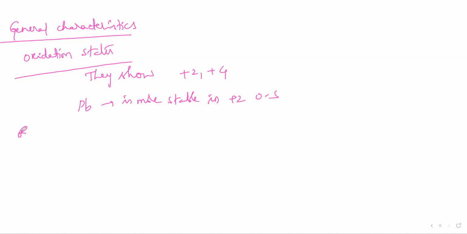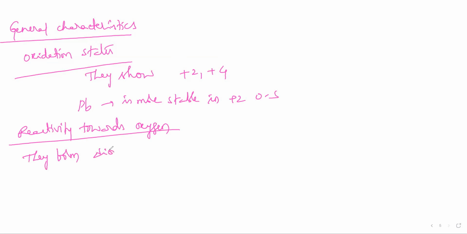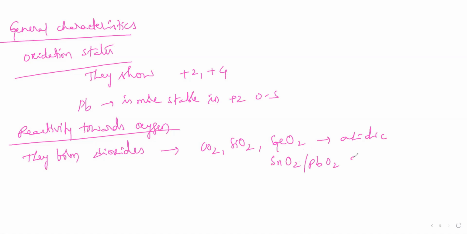Next, reactivity towards oxygen. So they form dioxides. What type of dioxides? CO2, SiO2, GeO2. So these three are acidic in nature, whereas SnO2 and PbO2 are amphoteric.